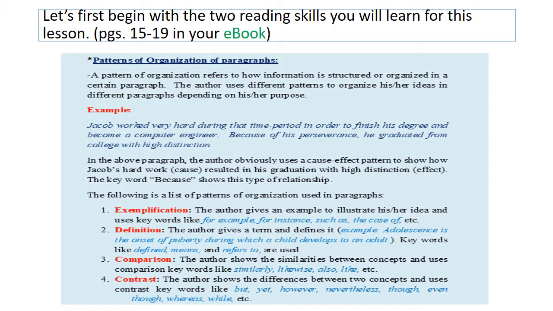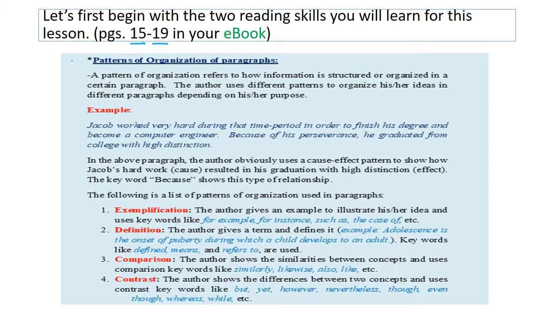Let's first begin with the two reading skills you will learn for this lesson before entering into the lesson. Okay, two very important reading skills today, all present, of course, on pages 15 through 19 in your ebook. Of course, those are pages straight from your ebook. First is patterns of organization of paragraphs.